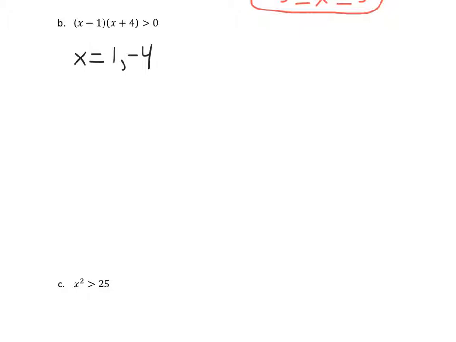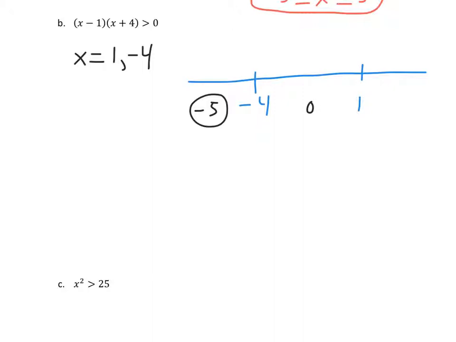Now we'll make a number line. We'll plot our two zeros, negative 4 and 1. We'll pick test values. I'm going to use negative 5, 0, and 2. We'll plug those in one at a time. So for negative 5, we'd have negative 5 minus 1. That's a negative. And negative 5 plus 4. That's another negative. So you'd have a negative times another negative, which would be a positive answer.